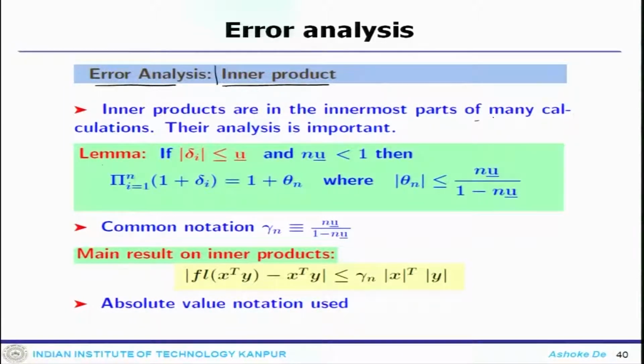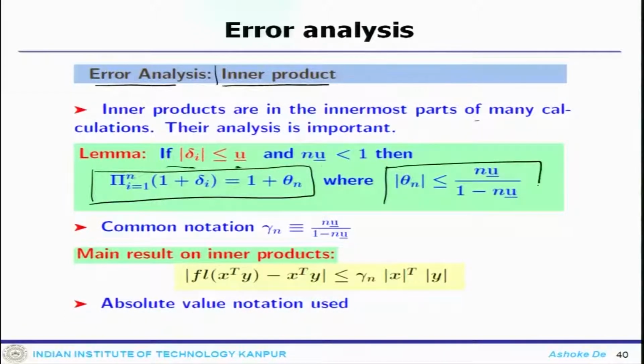What is the lemma associated with that? If mod of delta i is less than that small value u bar, and n times u bar is less than 1, then the product of (1 plus delta i) equals 1 plus theta n, where mod theta n must be less than or equal to n multiplied by u bar divided by 1 minus n u bar. This u bar is the small number associated with machine precision.